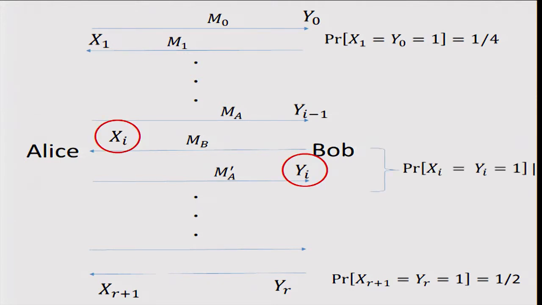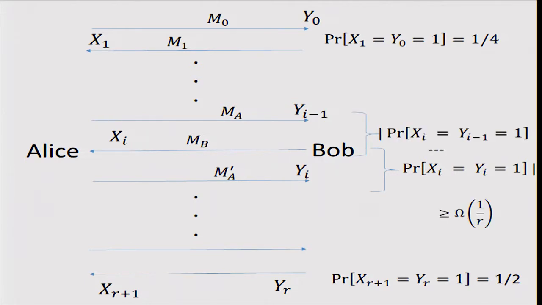This means that there exists a round i such that the probability that these two variables are equal to 1 minus the probability that those two variables are equal to 1 is at least 1/R. Now we can see how the adversary can take advantage of this 1/R factor and bias the output of Bob.